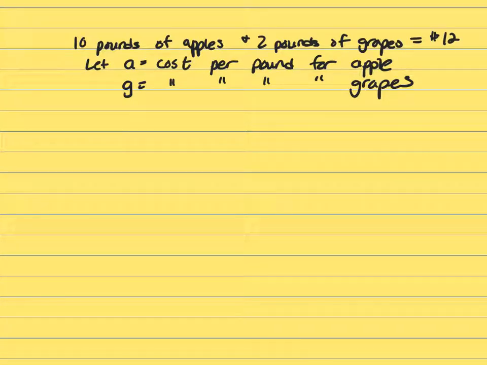All right, we know that 10 pounds of apples and 2 pounds of grapes cost $12. And I'm trying to figure out the cost per pound of apples. So I'm trying to find A. And I've let A be the cost per pound for apples and G is cost per pound for grapes.